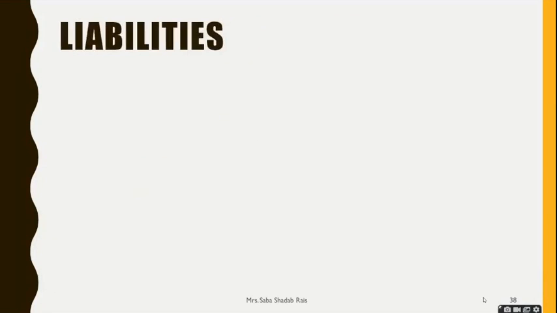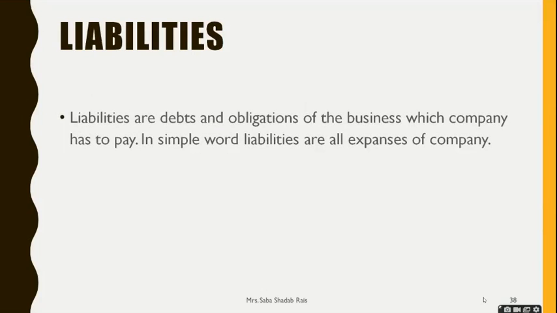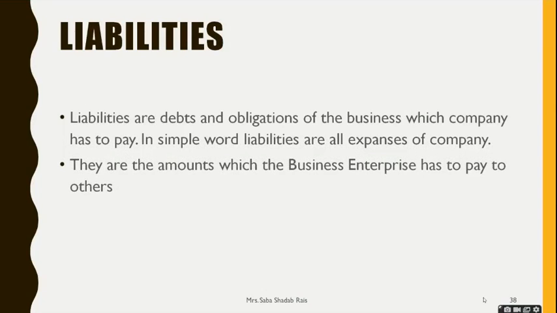The next thing is liabilities. Liabilities is exactly the opposite of assets. Assets are what we have, liabilities are what we have to pay. These are the obligations of a business which the company has to pay. In simple words, you can say these are the expenses of the company. So liabilities is the amount which a business enterprise has to pay to others.